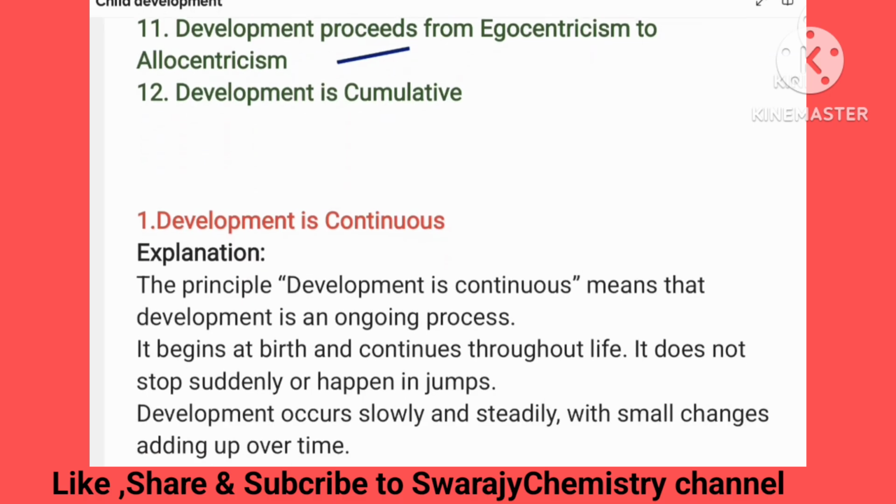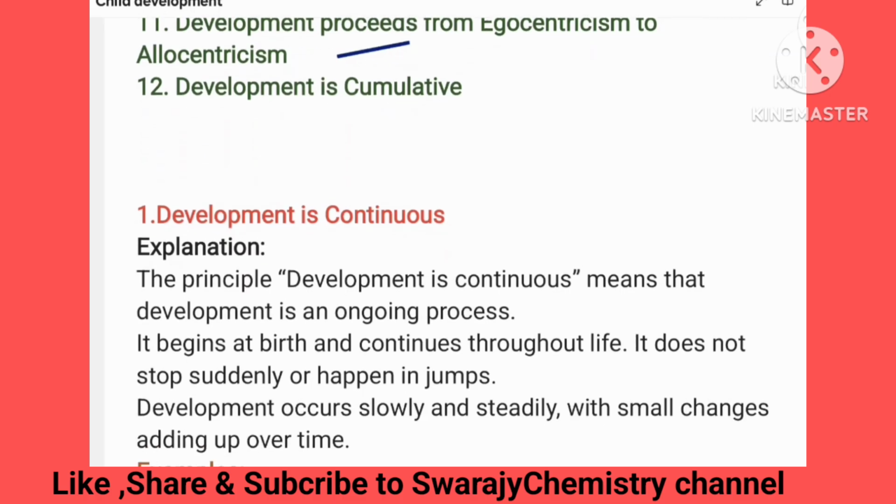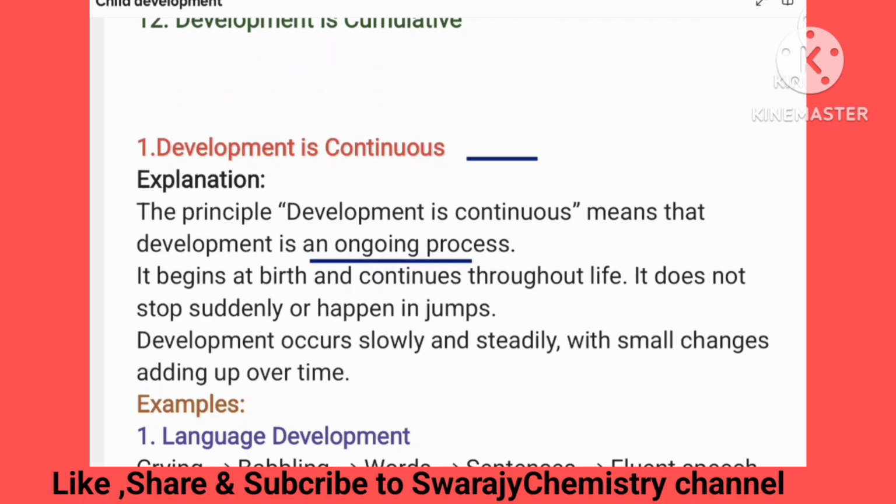Now let us begin with the first principle, that is development is continuous. This means that development is an ongoing process. It begins at birth and continues throughout life. It does not stop suddenly or happen in jumps. Development occurs slowly and steadily with small changes adding up over time.